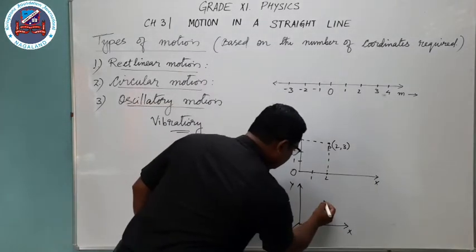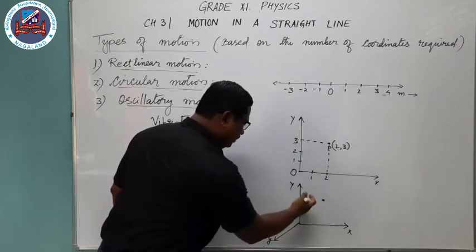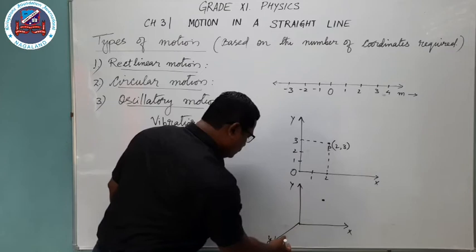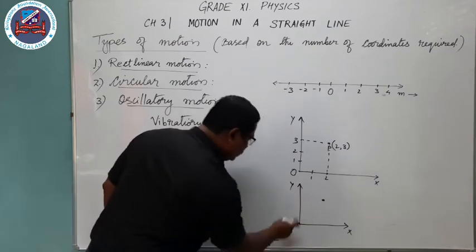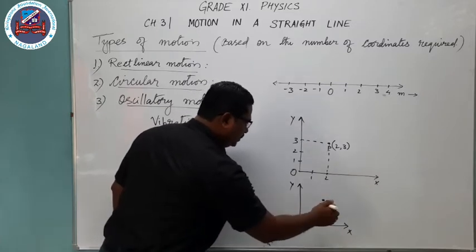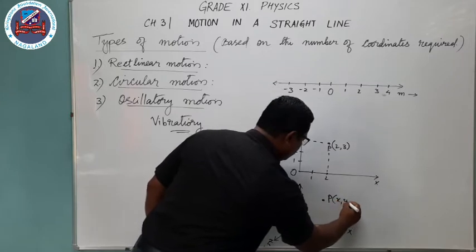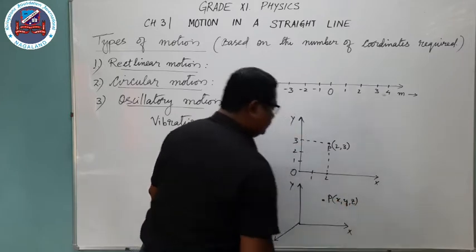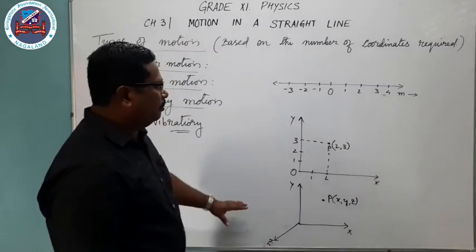But here, at drawing time, it will appear as if it is in the xy plane, but it is neither in the xy plane nor in the xz plane. It is not in the yz plane also. It is in space here. So to describe this position, you will require 3 coordinates: x value, y value and z value. So in this case, we will call it three-dimensional motion.